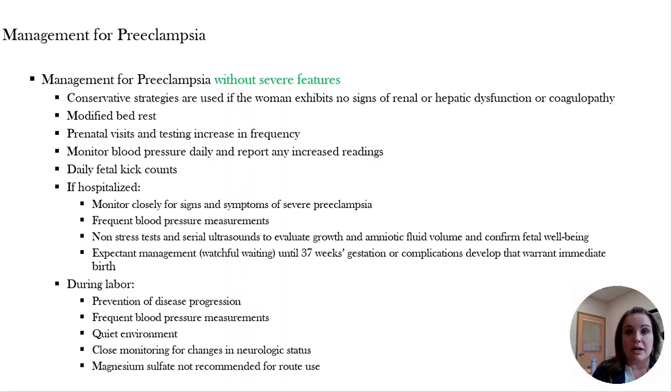During labor, we're just going to watch to make sure that the disease isn't progressing to the severe features of preeclampsia or eclampsia, which includes frequent blood pressures, maintaining a quiet environment, and magnesium sulfate is not recommended for preeclampsia without severe features. So without severe features, we're going to watch and wait until 37 weeks. And then our main thing is make sure these patients don't get worse.